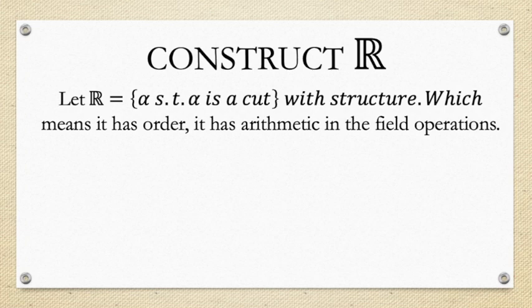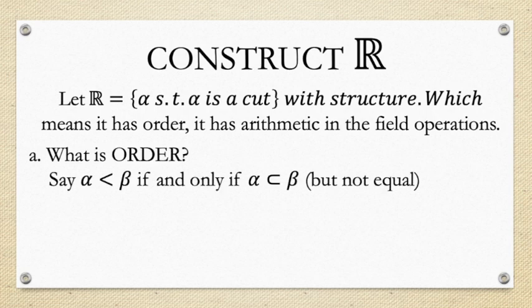Let R be the set of real numbers such that it contains alpha, where alpha is a cut with structure. This means it has to have order and it has arithmetic in the field operation. By now, we already know what a cut is, so let's discuss structure. If a set has structure, it must have order. So what is order? Say alpha is less than beta if and only if alpha is a subset of beta, but not equal.